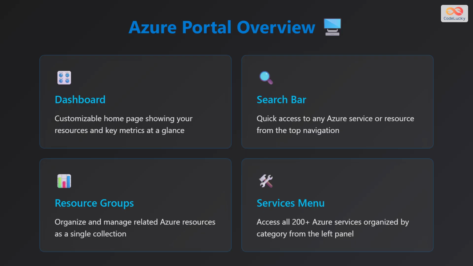Now that your account is ready, let's explore the Azure Portal interface. The dashboard is your customizable homepage where you can view all your resources and monitor key metrics at a glance. The search bar at the top provides quick access to any Azure service or resource, making navigation effortless. Resource groups allow you to organize and manage related Azure resources as a single collection, which simplifies management and billing tracking. The Services menu on the left panel gives you access to all 200+ Azure services, neatly organized by categories such as compute, storage, networking, and databases. Familiarizing yourself with these key areas will help you navigate Azure efficiently.